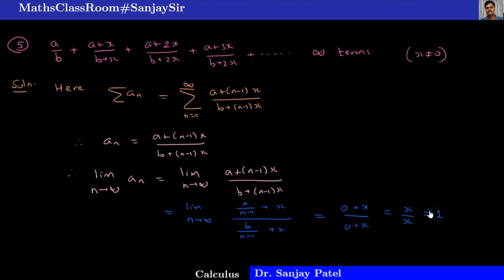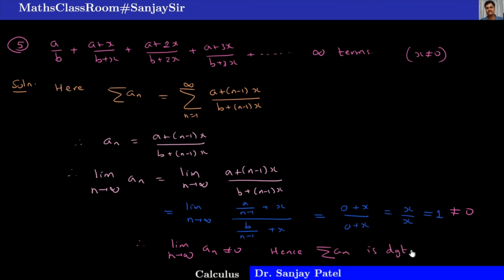So what I have proved is the limit of an is 1, and therefore we can say that this limit is not 0. So what I have proved is the limit as n tends to infinity of an is not equal to 0, and hence the given series sigma an is divergent.